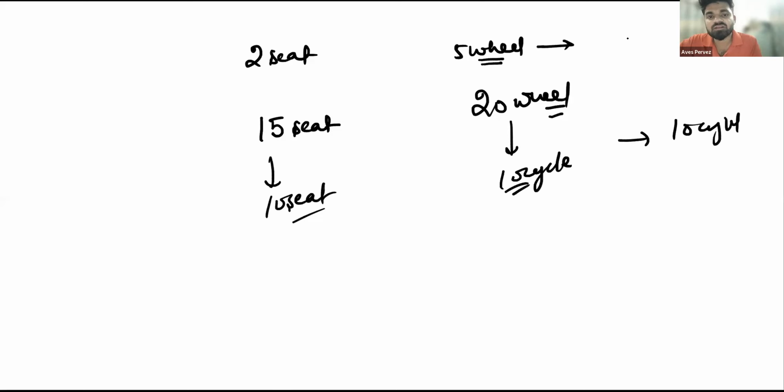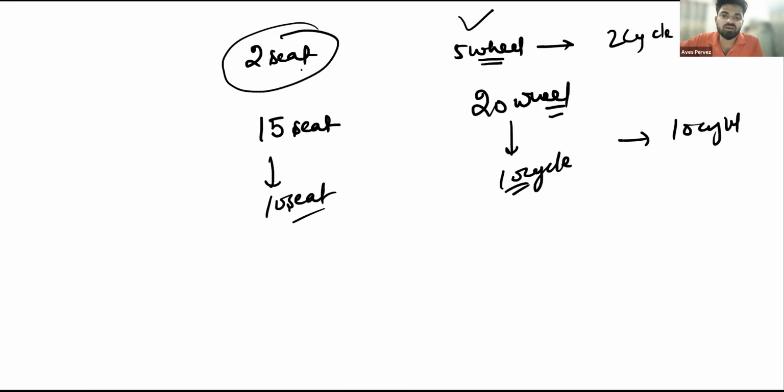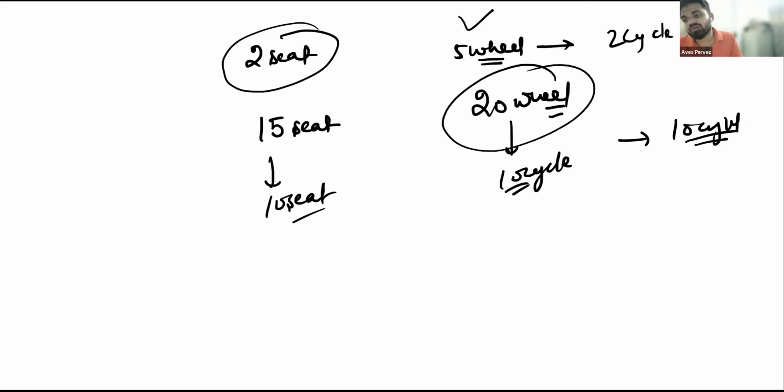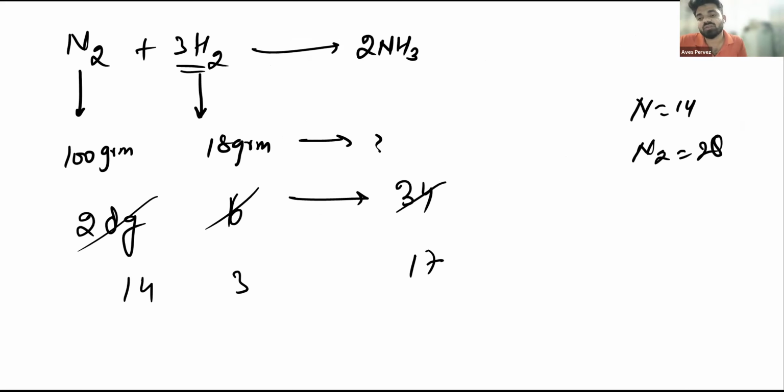And here, your answer is 2 cycles. Here the seat was limited and the wheel was extra, so you answer according to the number of seats available. And here, your seat is extra but the wheel is limited, so you answer 10 cycles because of that limit. The thing that is limited, the reaction goes according to it. The thing that is consumed first, the reaction will end.